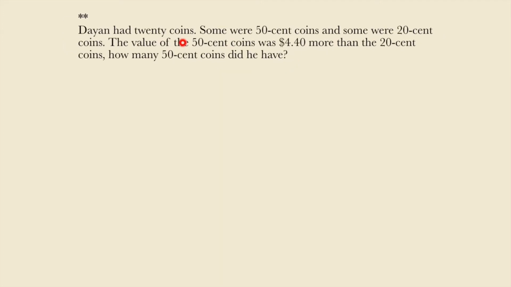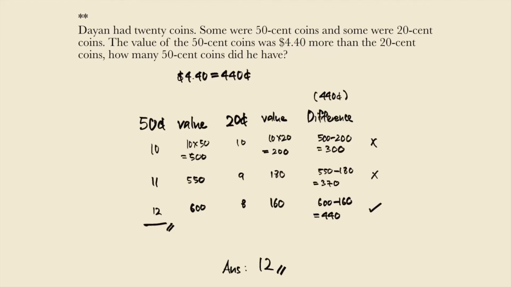Diane had 20 coins. Some were 50 cents, some were 20 cents. Okay, the difference is $4.40. So what you definitely should do is to work with the same units. Do not work with dollars and cents. So in this case, everything should be in cents. Make sure that the difference is 440.